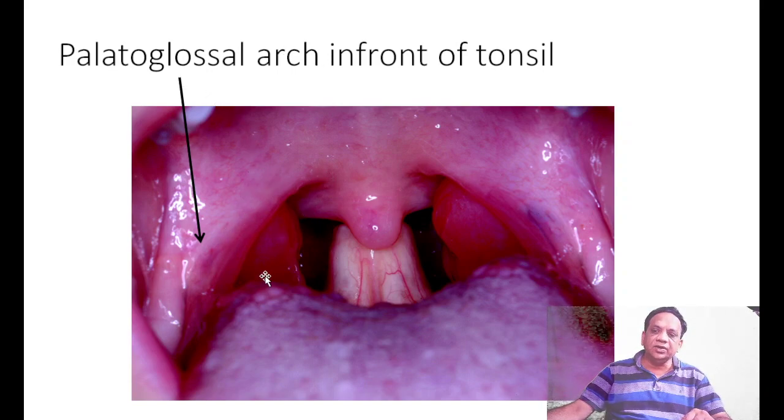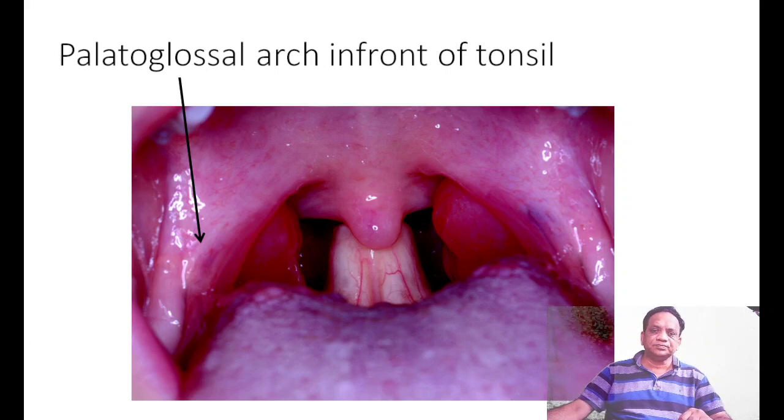And you can see these tonsils. At least you can identify your tonsils. In front of the tonsils, you can see this fold. So this is the palatoglossal arch, and this mucous membrane covers the muscle we named palatoglossus, from the soft palate to the side of the tongue.